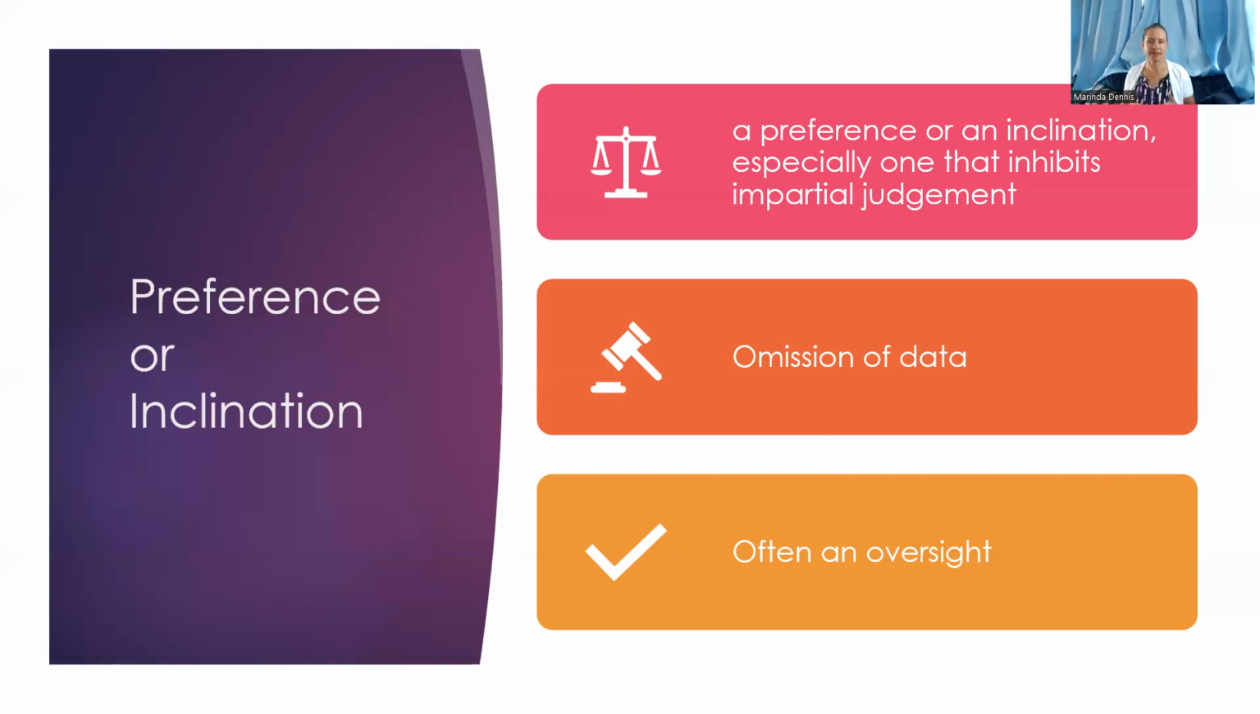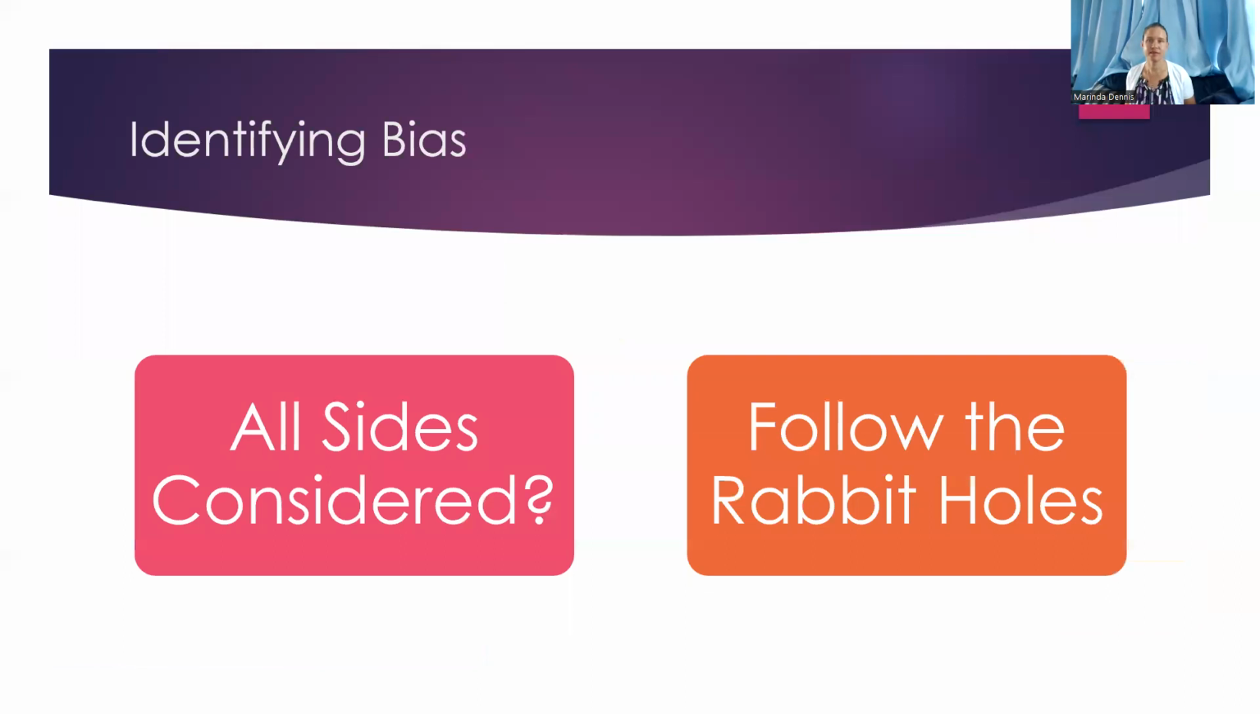This type of bias, the omission of data, is the most common form of bias in research writing and in sources. The best way to go about identifying bias in a source and even in your own writing is to probe deeper. Ask yourself why every time there's a point raised in the article.